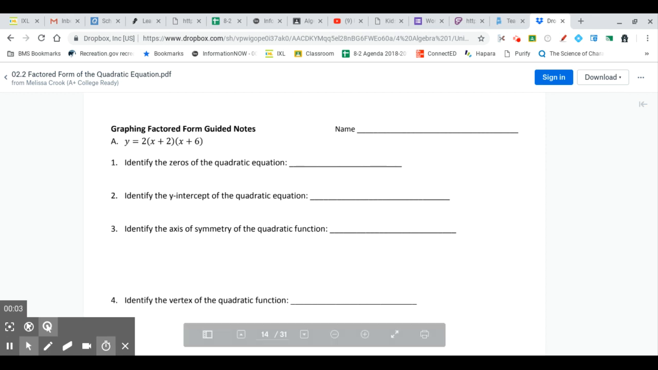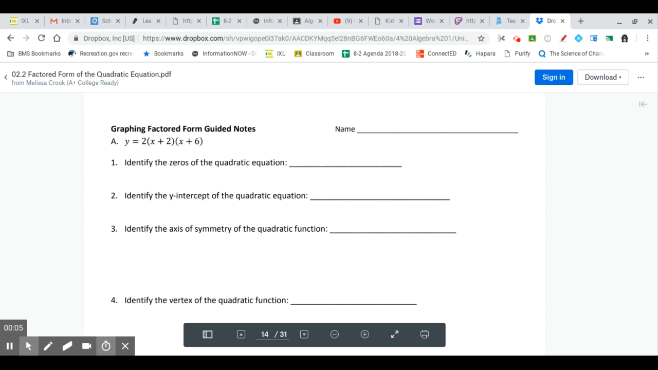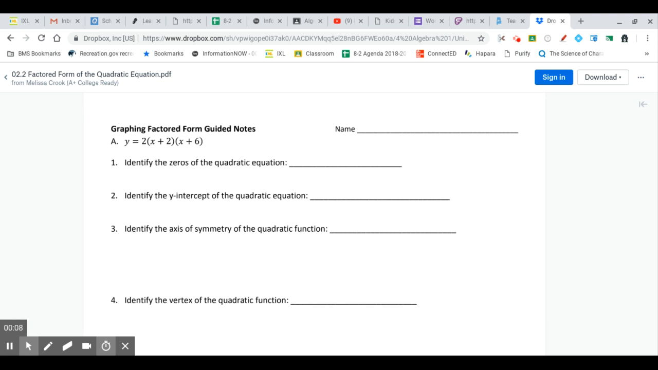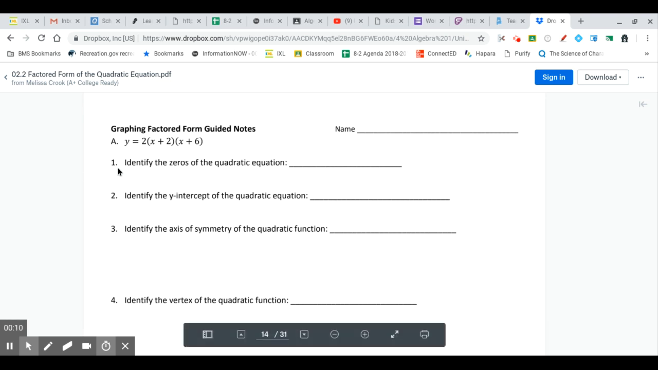All right, I just want to talk about this one briefly, because I'm not doing this one for you. You're going to do this one. But I will say you should be doing this without a graphing calculator, because those are going to be the expectations next week. Here's your equation.